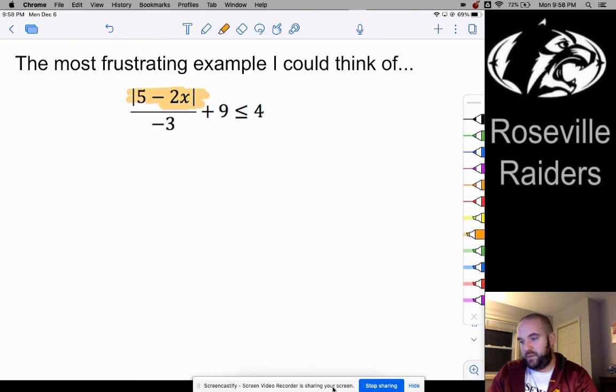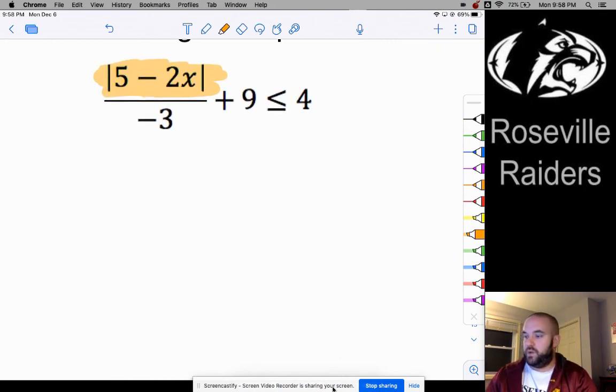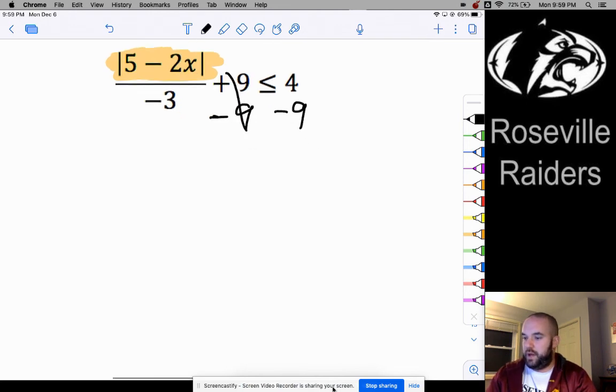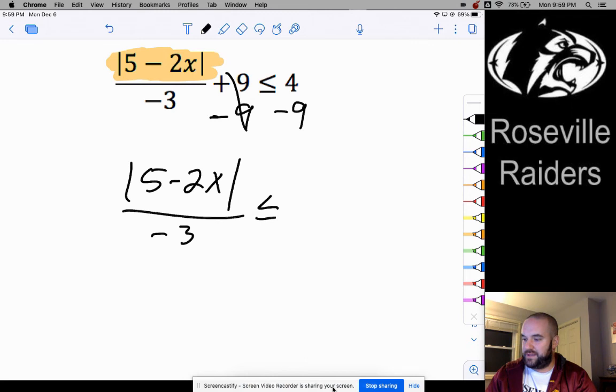Okay, if I wanted to solve this inequality, I would need to first isolate. The rules are the same, even though it's an inequality. I have to isolate the absolute value. So what I'm going to do is subtract 9 from both sides. And then that would give me the absolute value of (5 minus 2x) over -3 is less than or equal to -5. The absolute value is almost by itself, but I have to get rid of the -3, so I'm going to multiply by -3 on both sides.